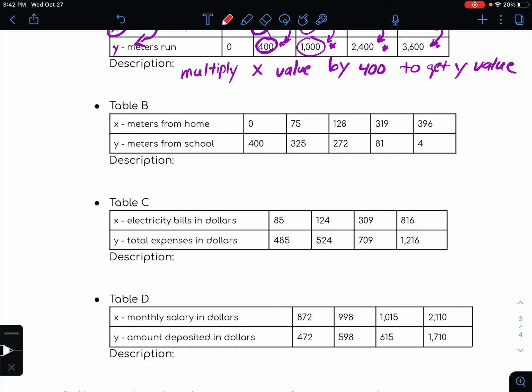So in the second one, meters from home, meters from school. Somehow 0 is related to 400, 75 is related to 325, 128 is related to 272, and so on and so forth. So there's a relationship between the x variable and the y variable that involves 400. Can you see what it is?